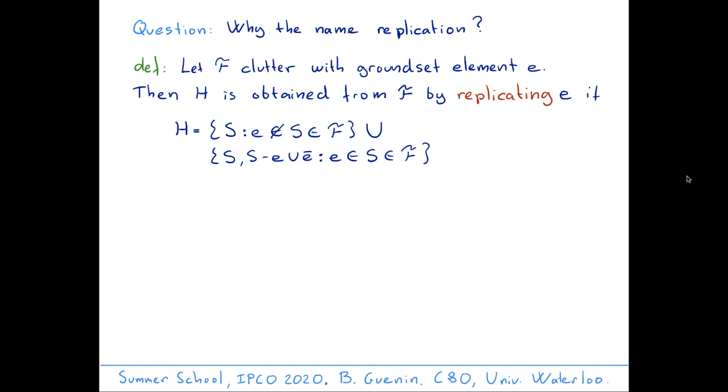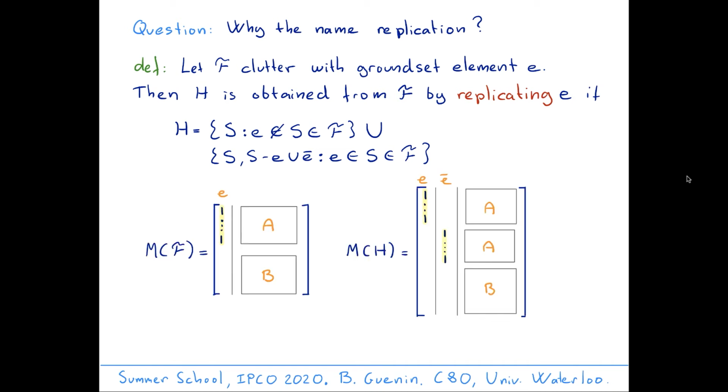So it might be easier to visualize what we're doing there to just look at the corresponding matrices. So on the left, I have the matrix which corresponds to the original clutter F, where the first column is the element E. And on the right, I have the matrix which corresponds to the clutter after replication. So now I have two columns, which are replacing that column E. I have E and E bar. And if you look at that matrix there, you can see that we're doing exactly on the matrix what we've done on the clutter.